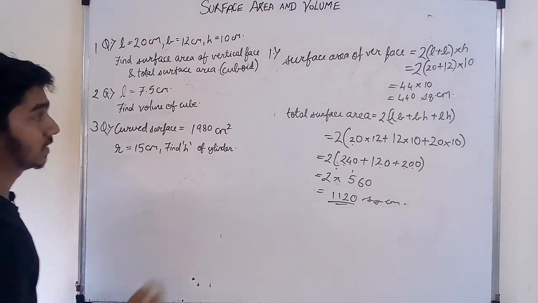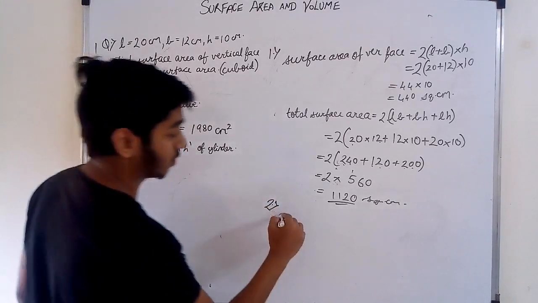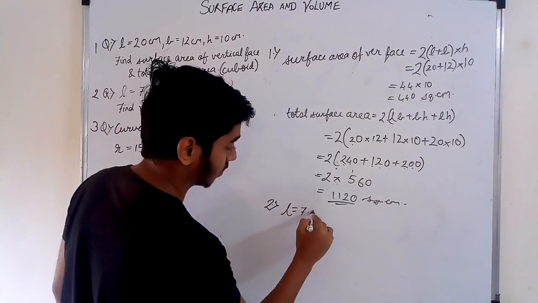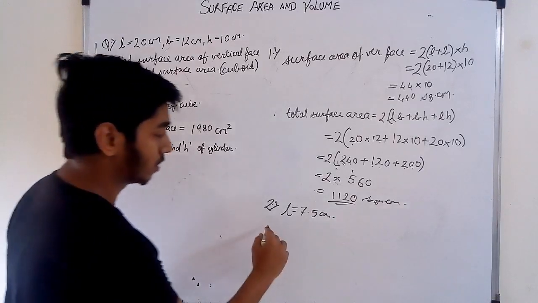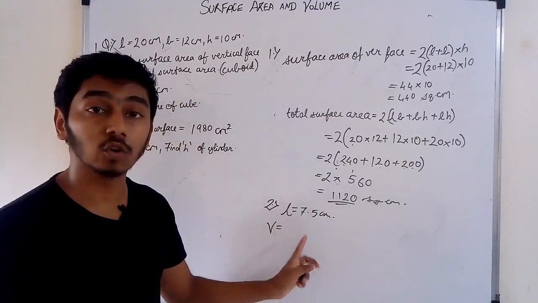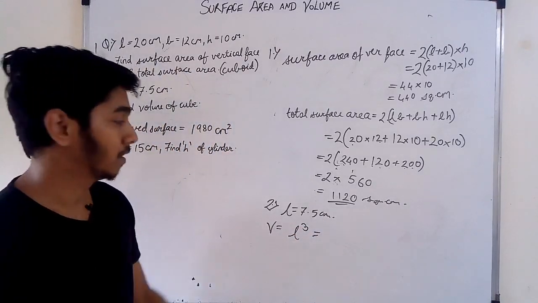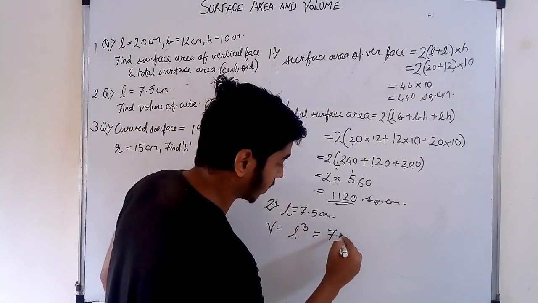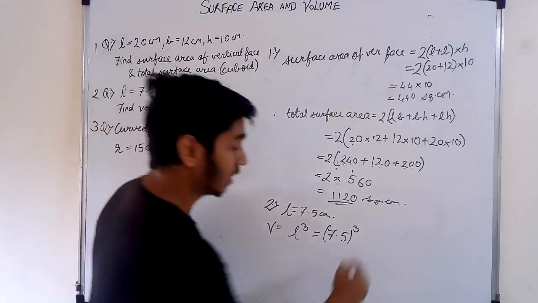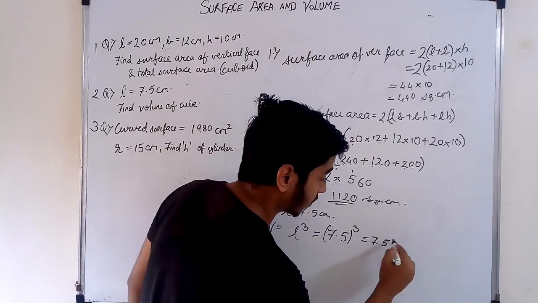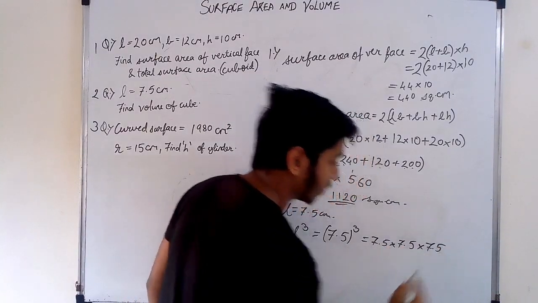Now let's see the second question, which says length is 7.5, so it's given here, and the volume of the cube you have to find. So the volume of the cube, you know, is length cube. Yes or no? So length cube, so 7.5 cube. So you know what is a cube? It is equal to 7.5 into 7.5 into 7.5.